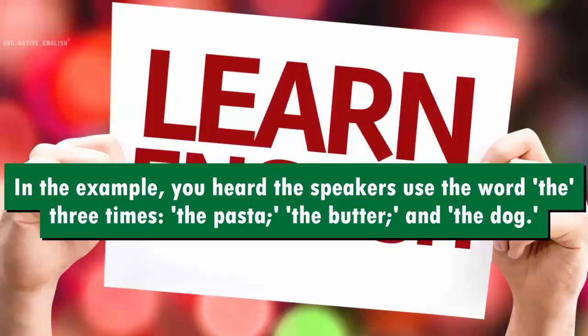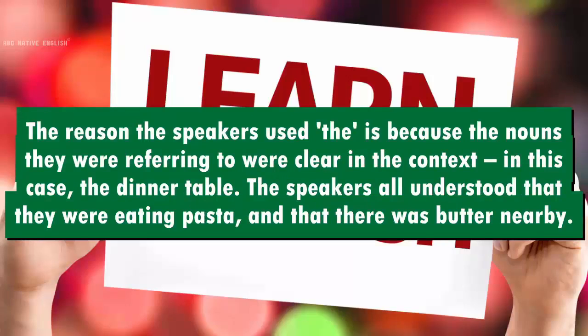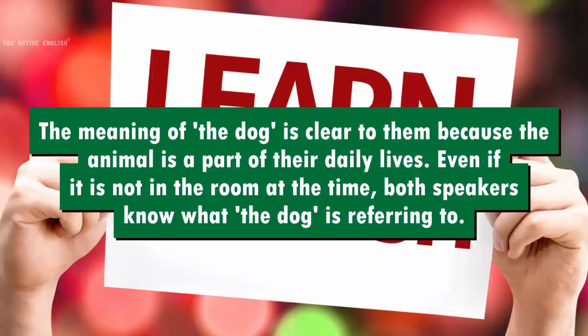In the example, you heard the speakers use the word the 3 times: the pasta, the butter, and the dog. The reason the speakers used the is because the nouns they were referring to were clear in the context, in this case, the dinner table. The speakers all understood that they were eating pasta and that there was butter nearby. The meaning of the dog is clear to them because the animal is a part of their daily lives. Even if it is not in the room at the time, both speakers know what the dog is referring to.